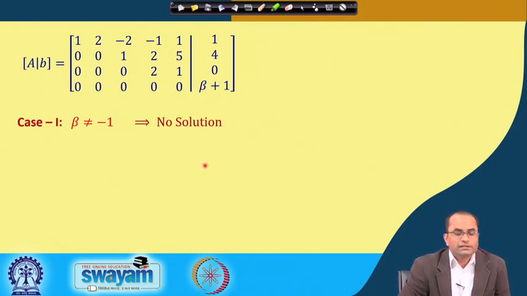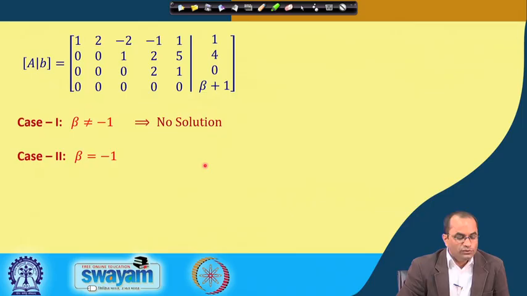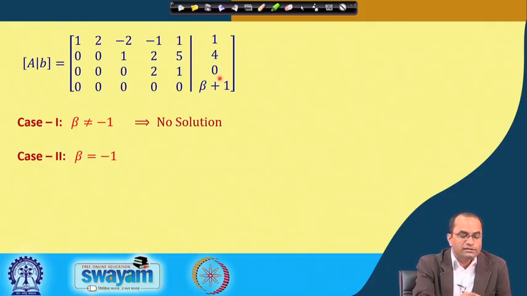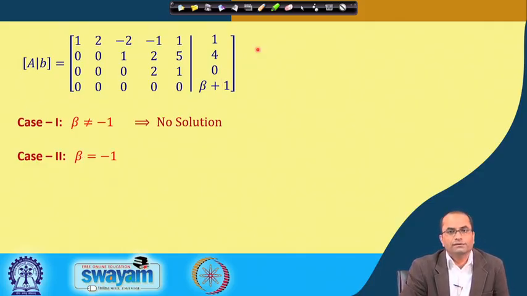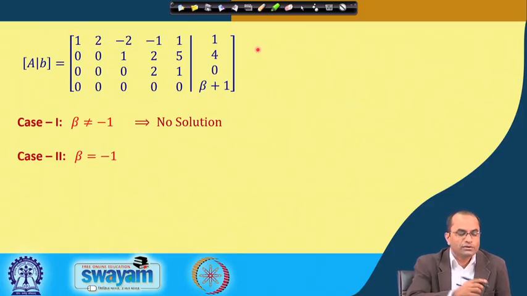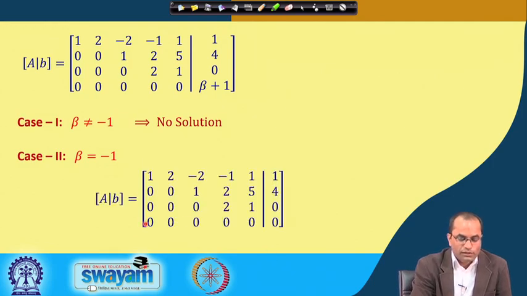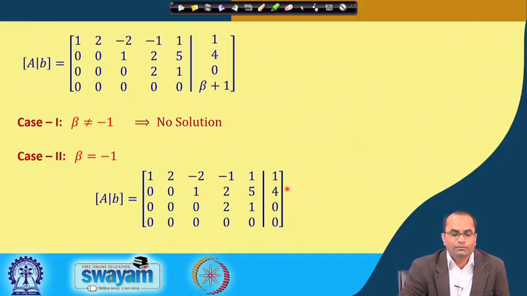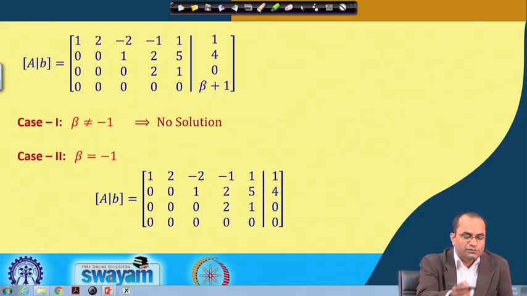So, this is the case of exactly no solution. Case 2 we will consider when beta is equal to 1. This is exactly the case where we will discuss the solution, because the system becomes consistent now, the last row has become 0. This system is consistent, we do not have a pivot in the last column now. So, let us identify the pivots, because that is another important step.